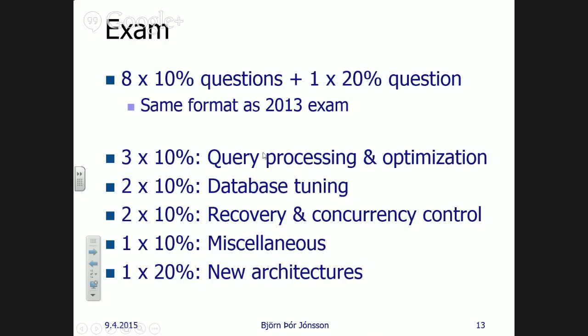Now the overlap between these 2 topics can be a little loose, because you need to understand query processing and optimization for tuning. There will be 2 questions on recovery and concurrency control, and a miscellaneous question that covers everything. Then there will be the 20% multiple choice on the new architectures, on the papers. There's an overlap between the paper list from last time and this time, but there are also new papers.